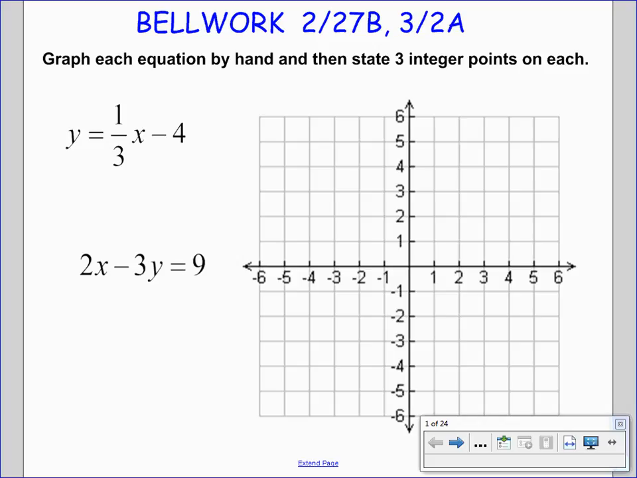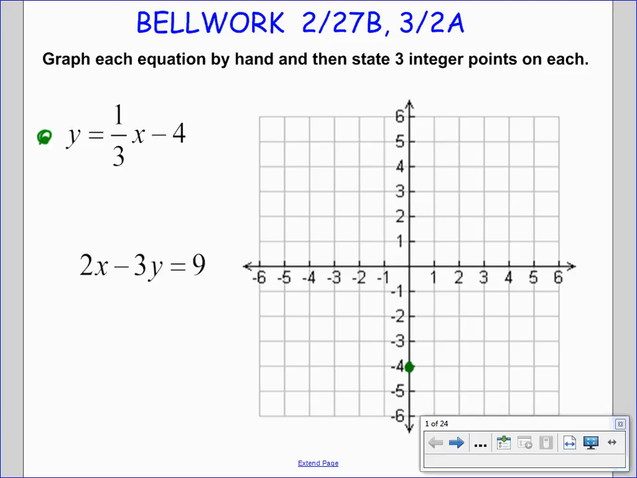What's the y-intercept of that first line in green? Maddie? -4. -4. So we'll go ahead and plot that on the y-axis. And then from that point, we can count out our slope as a fraction, rise over run. What's the slope of this one? Carson? 1/3. Thank you.